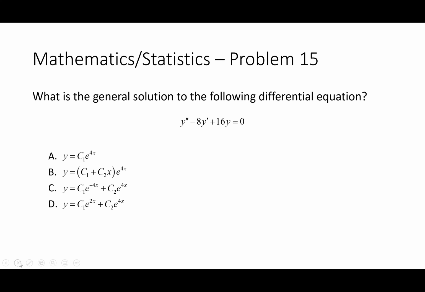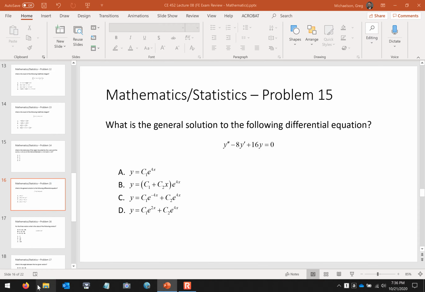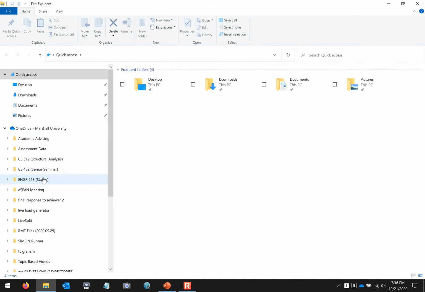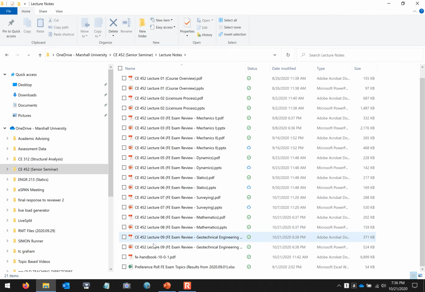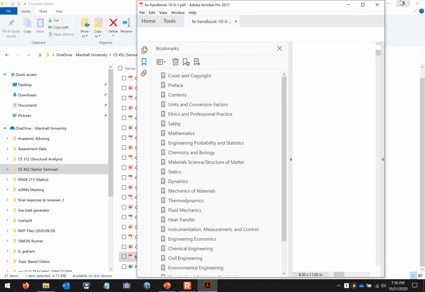Now, let's talk about this problem. I see this differential equation, and I'm sure some of you are like, okay, I'm just guessing C and moving on. I want to try and convince you to actually give the differential equations a shot. I'm going to go to the FE reference handbook because I want to pull this up. I think this is important.